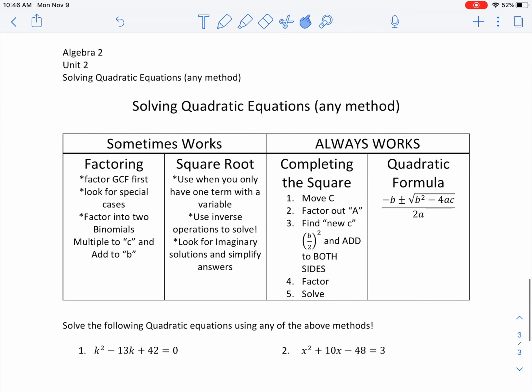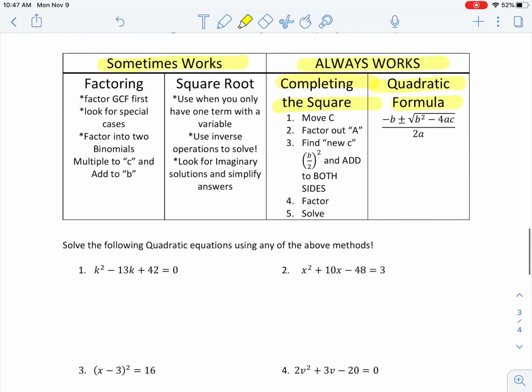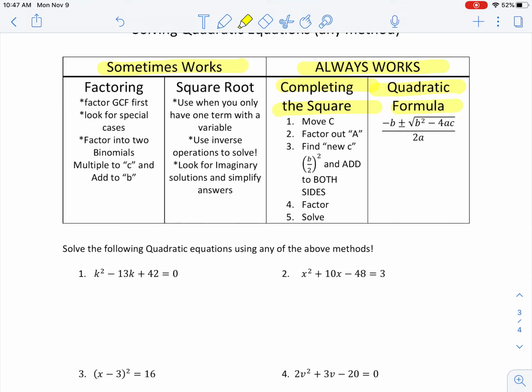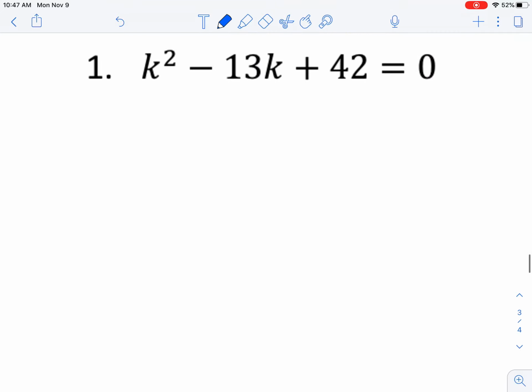So now we have a few questions where I say solve using any method. And any method means either factoring, and there's the steps for factoring, or square root method. Now both of those only work some of the time. So if you want to pick a method that is always going to work, you either use completing the square or quadratic formula. Okay? Those are always going to work. That being said, factoring and square root methods sometimes can be easier or more quick. Like this first one, for example. That one is probably pretty easy to factor.